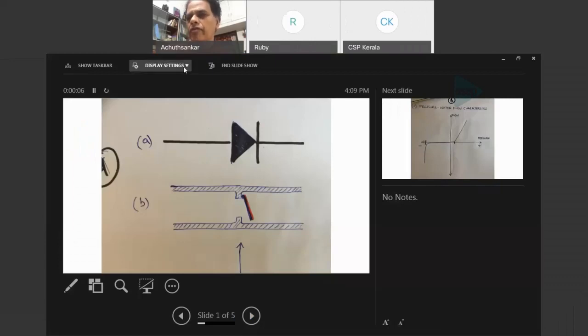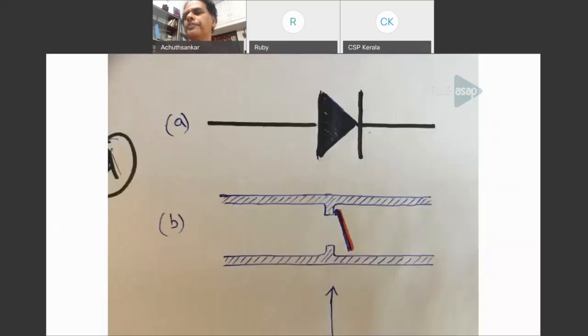Here is the equivalent of a diode. You see in A, you see the diode. In B, you see the cross section of a pipe. Very simple one. Now the pipe has inside it a small hinge and a small circular lid. I suppose you can see that. I have marked it in a different color in part B.